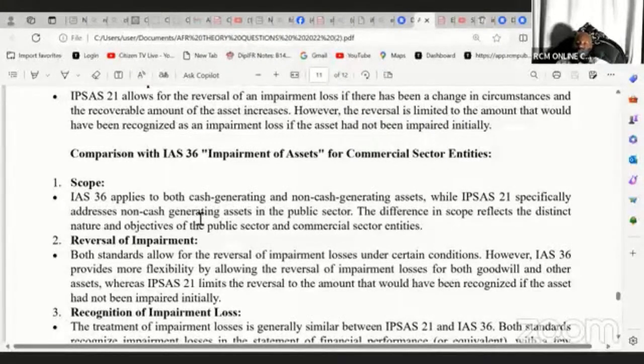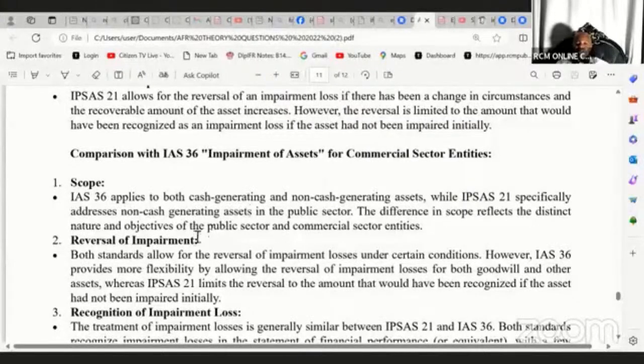IAS 36, being a commercial enterprise standard, applies to both cash-generating assets and non-cash-generating assets, while IPSAS 21 specifically addresses non-cash-generating assets in the public sector. The difference in scope reflects the distinct nature and objectives of public sector and commercial sector entities.